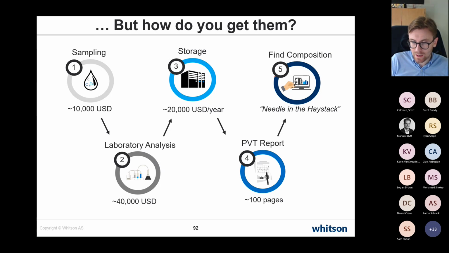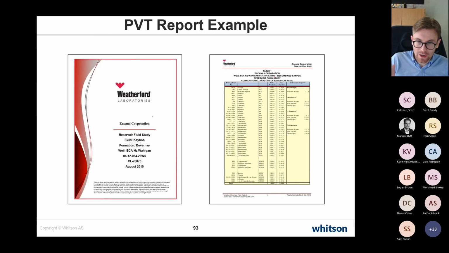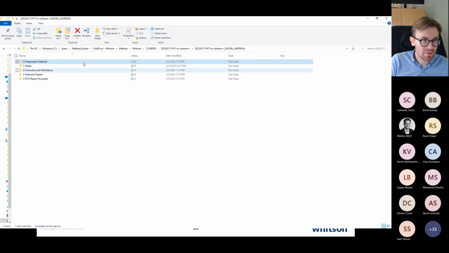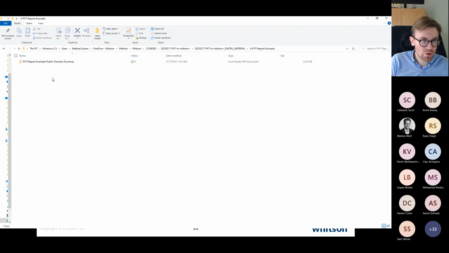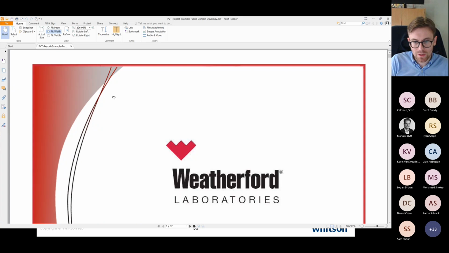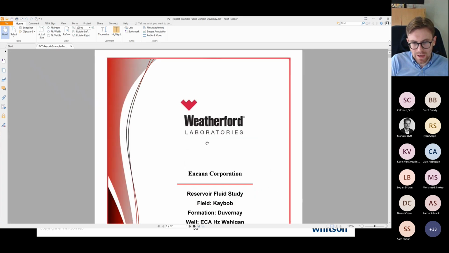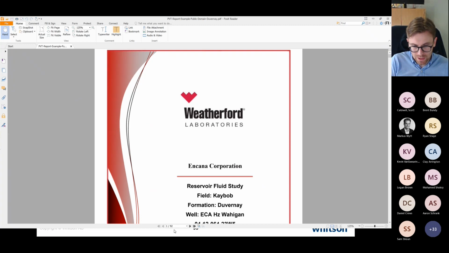laboratory. Okay, and the example here that I've provided in the handout is a public PVT report from Canada. Canada has all their PVT reports public. And that public repository of PVT data is also provided in the handouts. And I'll just show you that real quick right here. So this is not as bad in terms of number of pages. It's only 92 pages. Everybody sees that at the bottom here, 92 pages.